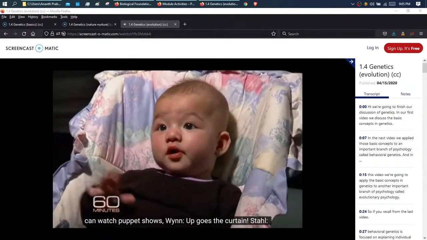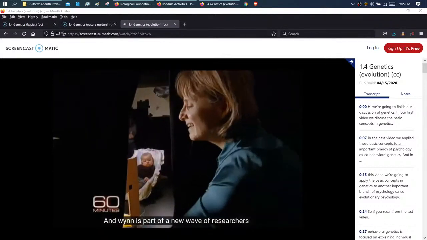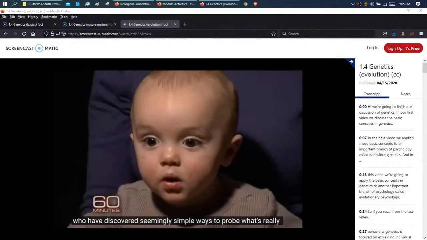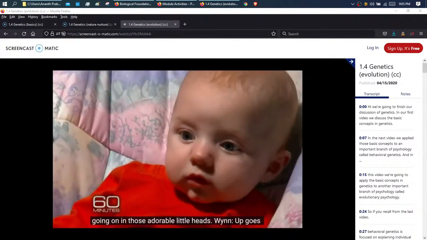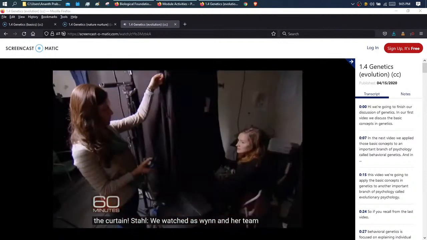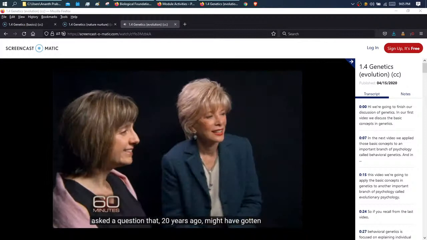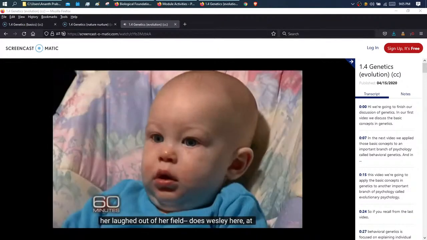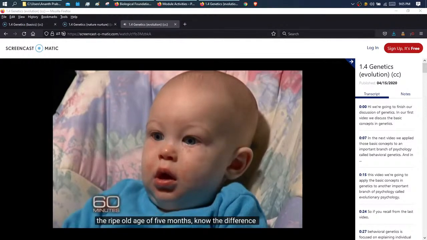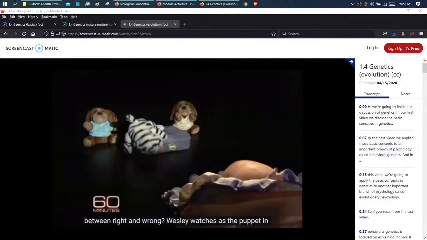And watch puppet shows. Up goes the curtain. And Wynn is part of a new wave of researchers who have discovered seemingly simple ways to probe what's really going on in those adorable little heads. Up goes the curtain. We watched as Wynn and her team asked a question that 20 years ago might have gotten her laughed out of her field. Does Wesley here, at the ripe old age of 5 months, know the difference between right and wrong?